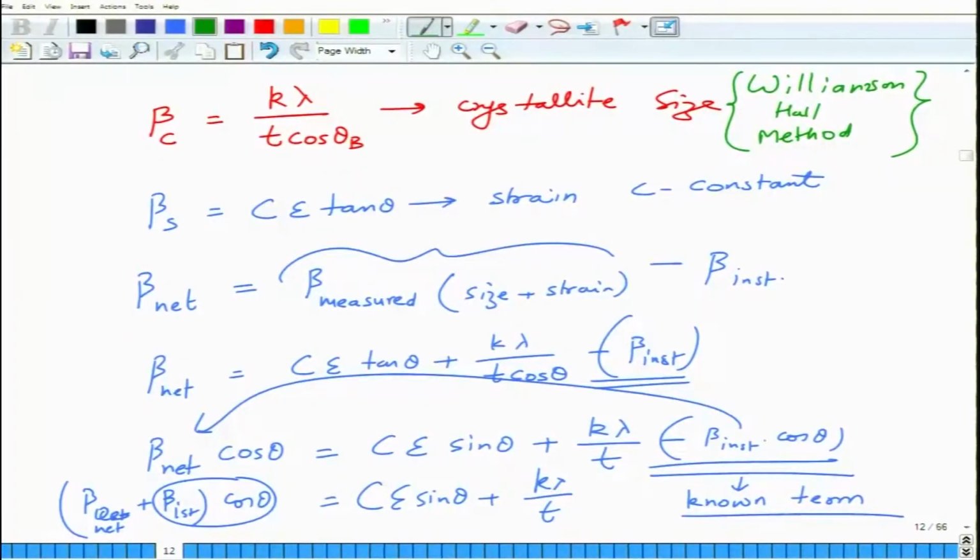So, what are the sources for these strains? The strains could be because of processing, phase transformation, or impurities. It is not necessary that they are always present. For example, a heavily deformed crystal will have a lot of strain, but if you anneal it, that strain will go away. If you do recovery, recrystallization or grain growth, depending upon the temperature to which you heat the material, it will have different levels of strain.